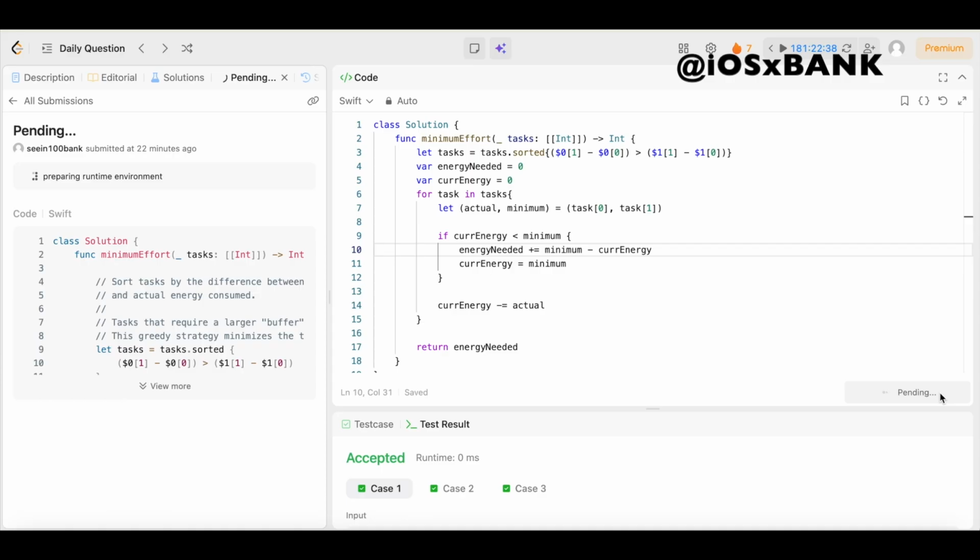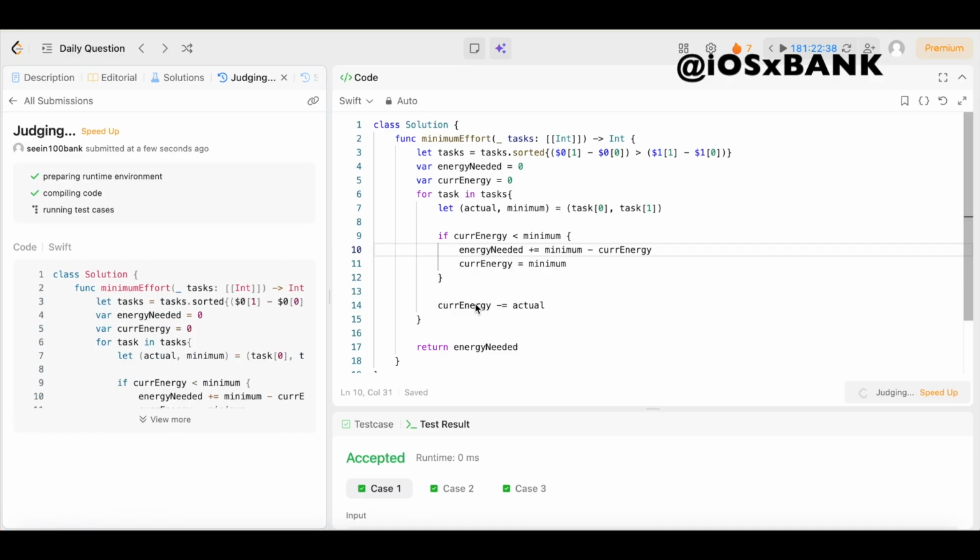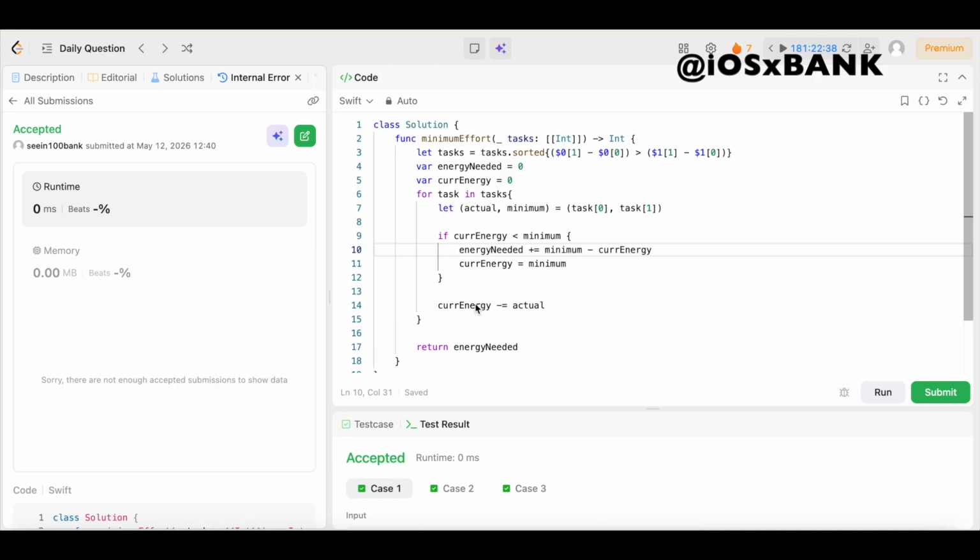Let's go ahead and submit it. Make sure it's still accepted after we submit it. And look at that, y'all. 13 milliseconds beats 100% of users. That's what I'm talking about. That's what I like to see, y'all.